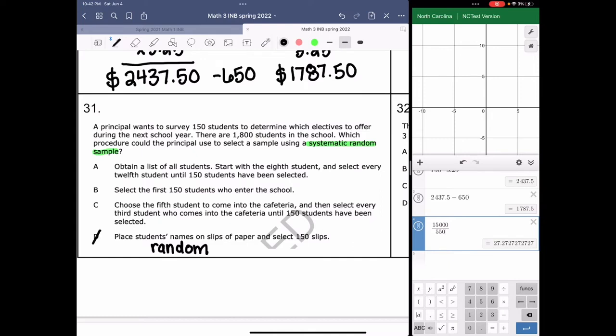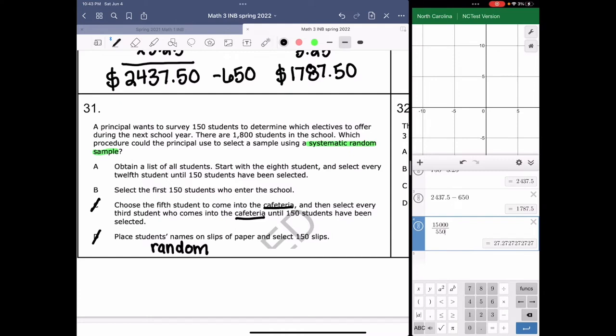Now, for C, choose every 5th student to come into the cafeteria, and then select every 3rd student who comes in the cafeteria until 150 have been selected. Well, that is systematic, where you would select every 3rd. However, it is not random because you're only choosing people that go to the cafeteria. Not everybody goes to the cafeteria, so not everybody in the school has the opportunity to be selected. So that's not random.